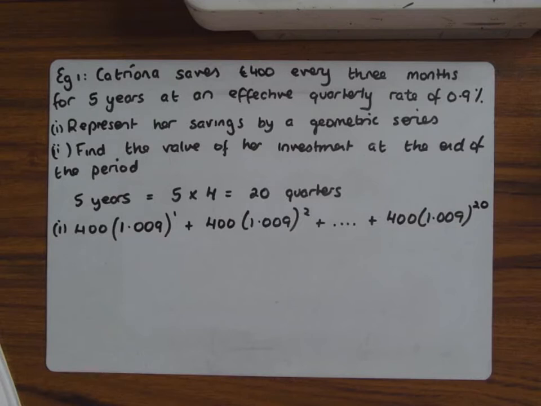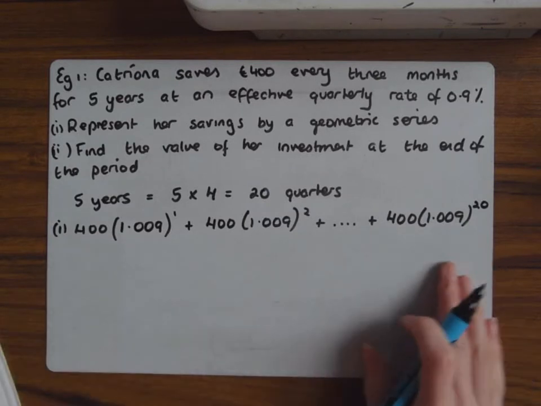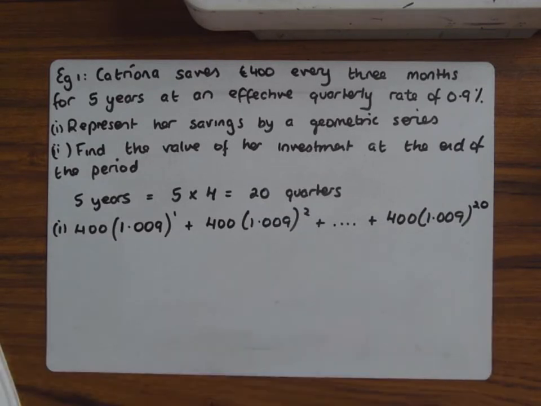So there's our geometric series. Now, find the value of her investment at the end of the period. That means I'm adding all of these terms together, or I'm summing the first 20 terms of my series. So I'm looking for S of 20.